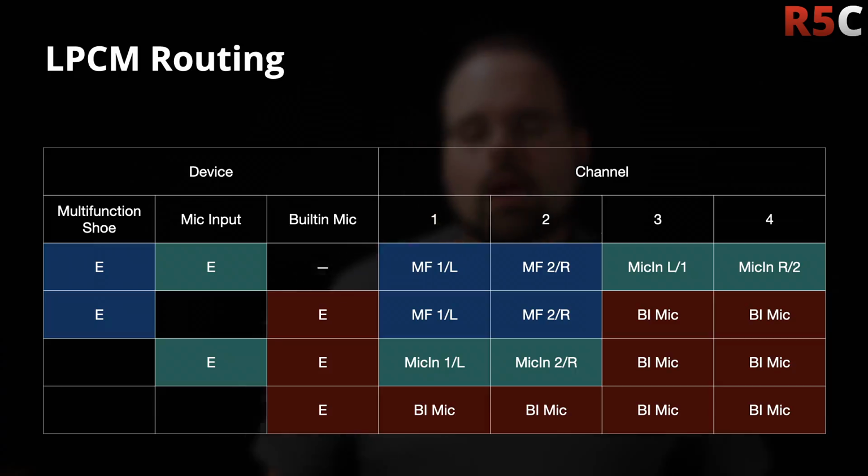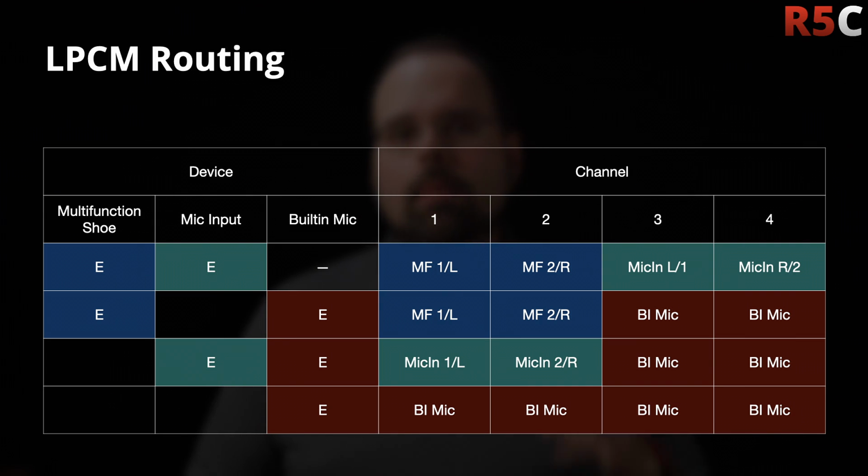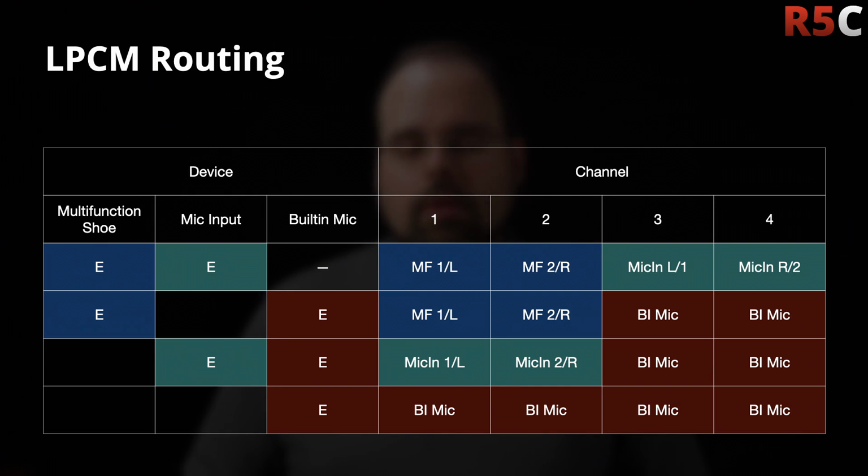Now, the way they've gone about doing this is they basically assign the lowest channels of the 4 possible channels worth of audio on the camera to the highest quality or priority device. So you can think of it as priority routing. The highest priority device on the camera is the multifunction shoe. Next up is the mic input, and then at the bottom of the list is the built-in mic. So if you have something in the multifunction shoe and you have the mic input connected, that will be the only thing that the camera can record.